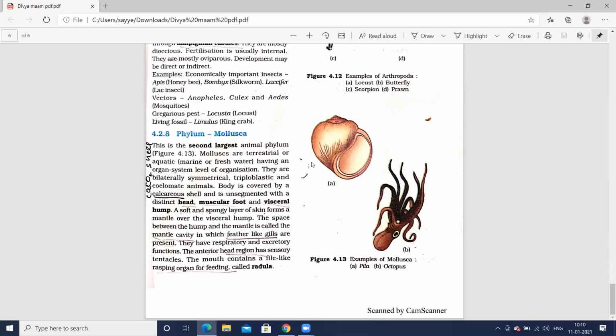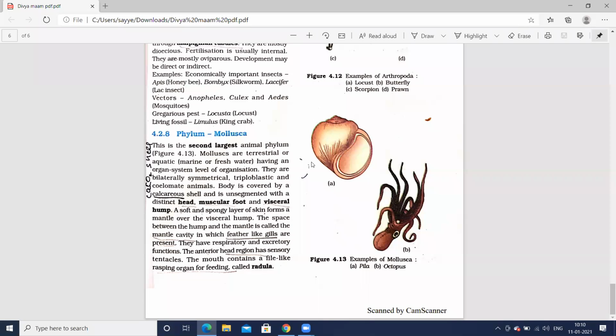Can I have two examples of phyla which have organ system level of organization? Annelida and Arthropoda. Very good. Annelids and arthropods. They are bilaterally symmetrical, triploblastic, coelomate animals. The body is covered by a calcareous shell.